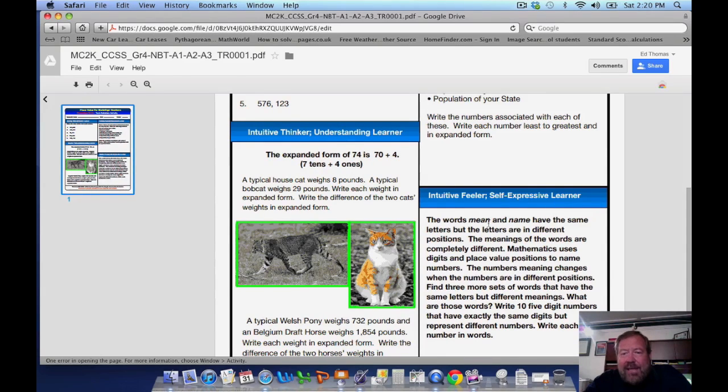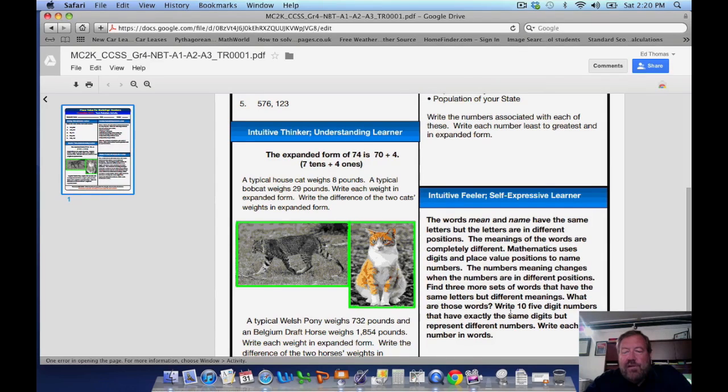The words mean and name have the same letters, but the letters are in different positions. The meanings of the words are completely different. Mathematics uses digits and place value positions to name numbers. The number's meaning changes when the numbers are in different positions, kind of like letters in words. Find 3 more sets of words that have the same letters but different meanings.